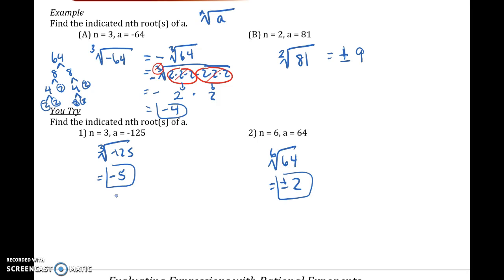Okay? We're going to stop right here, and then we'll continue this in class looking at simplifying our rational expressions, our radical expressions, and working with our rational exponents.